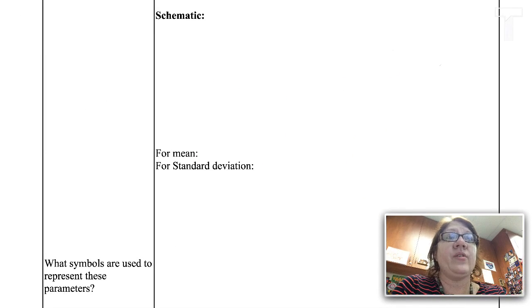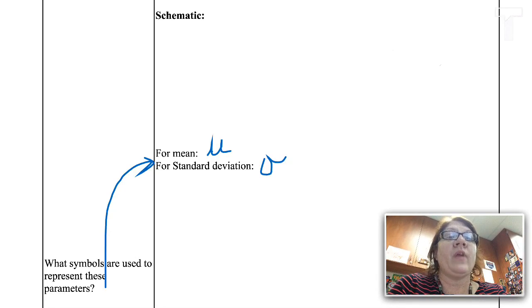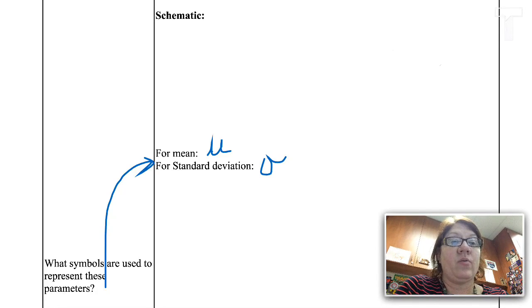Excuse me. Of course for the parameter, the mean is mu, and again the standard deviation is sigma. Sorry that the format looks a little different on here. For some reason TouchCast kind of tweaks it on us.